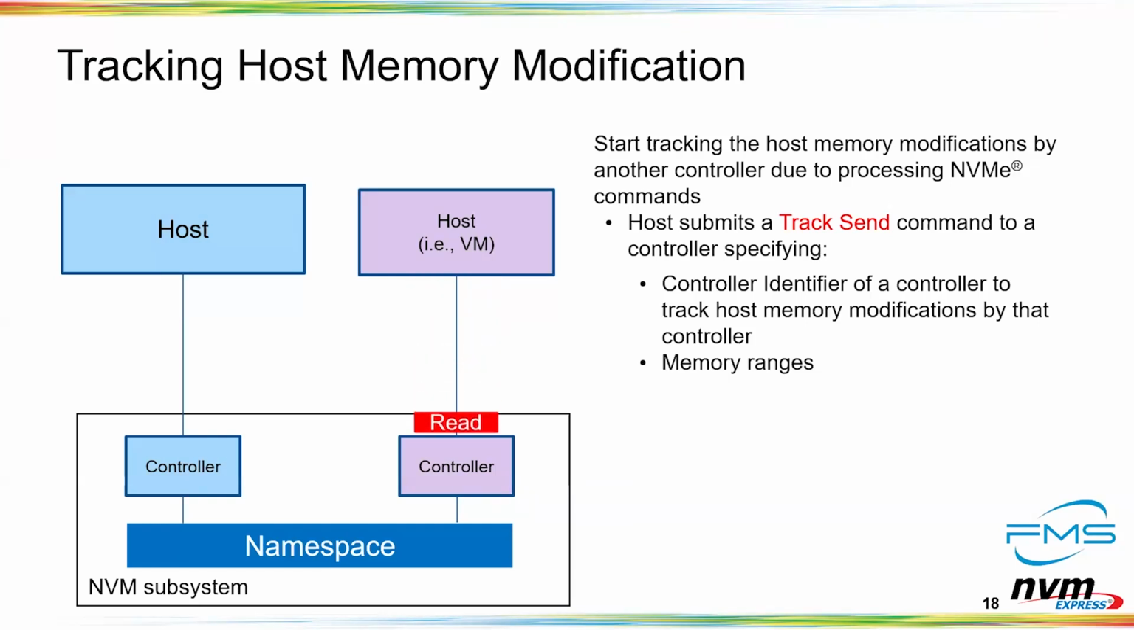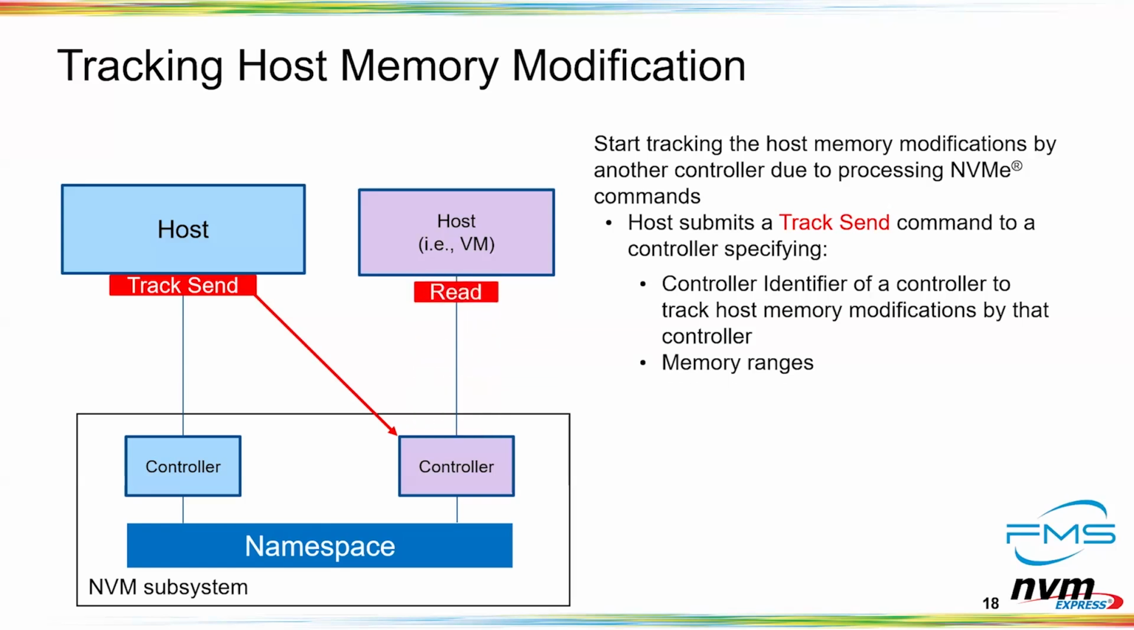Now let's also talk about the other thing. As the VM is doing commands, and those commands, like a read command, affect the host memory, we added an optional feature to allow the host to say, hey, start tracking some changes in my host memory as we're doing live migration. And so there's a new track send command that can be used to say, hey, for this controller connected to this VM over here, I want you to start tracking some memory locations.